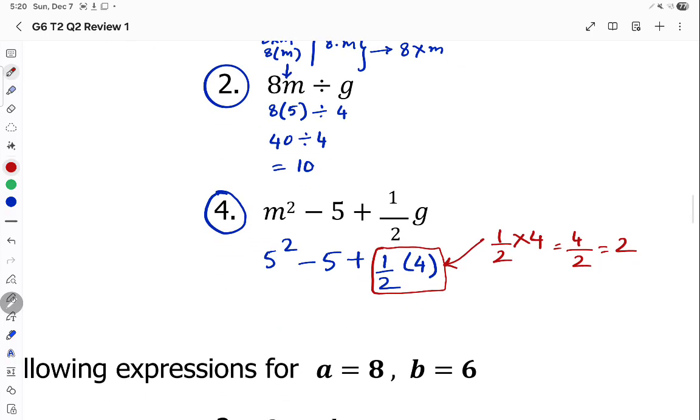So I'll continue. Now I have 5 to the power of 2, which means 5 times 5 is 25. I write here 25 minus 5 plus 2. Applying the PEMDAS rule, as we go from left to right, subtraction is coming before addition, so we solve the subtraction first. So 25 minus 5 is 20, plus 2 is 22. So my answer is 22.